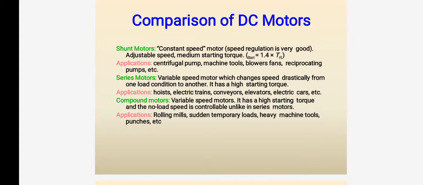Then you can go for the compound motor, a variable speed motor. It has a high starting torque, and the no load speed is controllable, unlike in the series motor. Applications: rolling mills, sudden temporary loads, heavy machine tools and punches, etc.